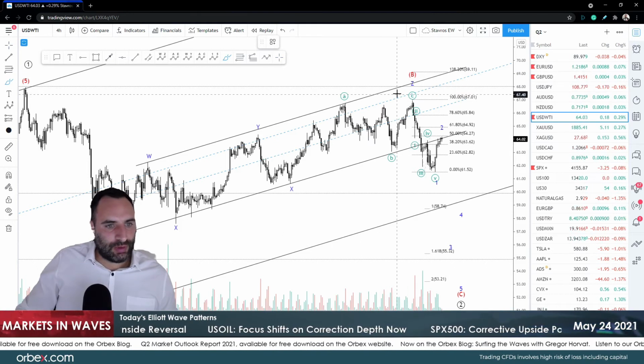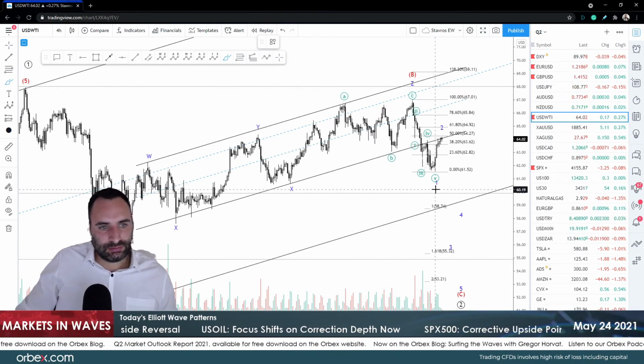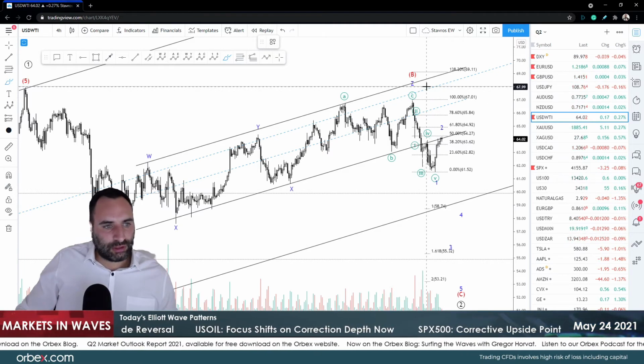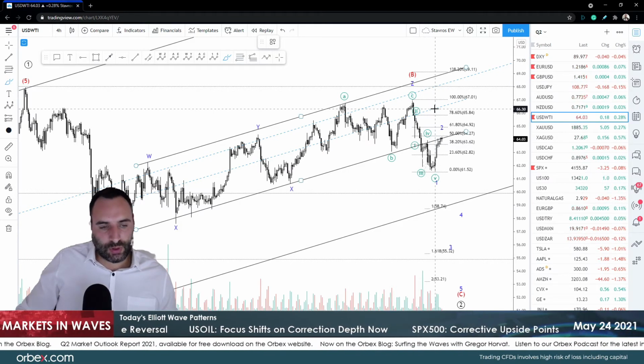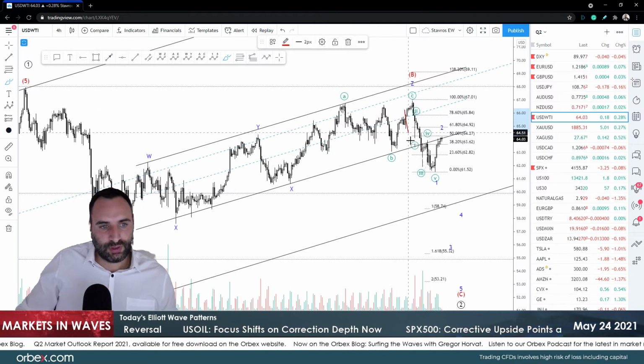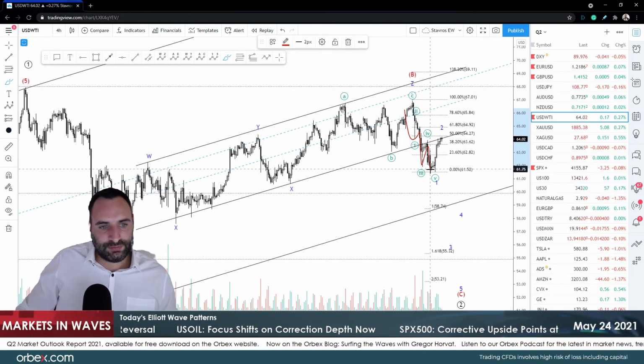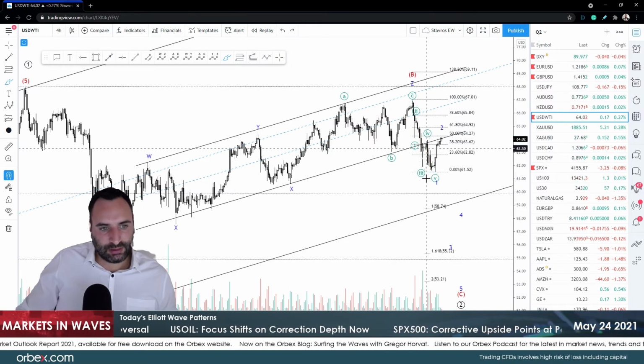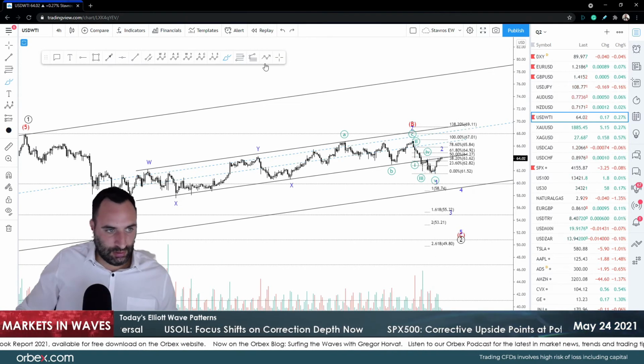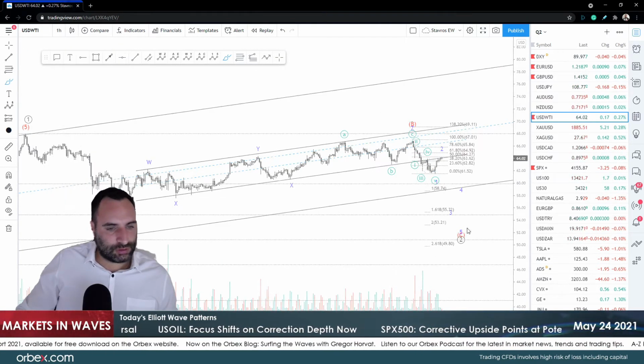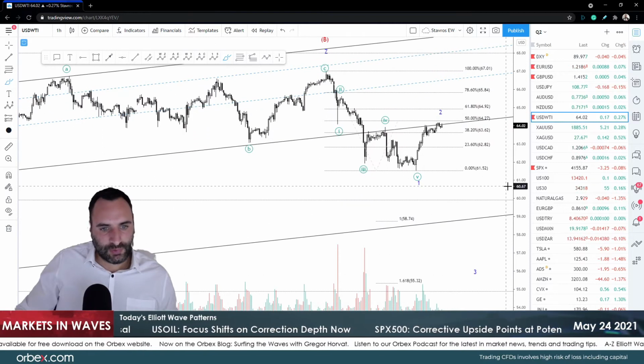Still, we remain corrective since this is our wave B. We didn't cross above the previous high, so there is no confirmation to validate a bullish move. 1, 2, 3, 4, and 5, which I talked about in the last session. Let me go down to the 1 hour quickly.